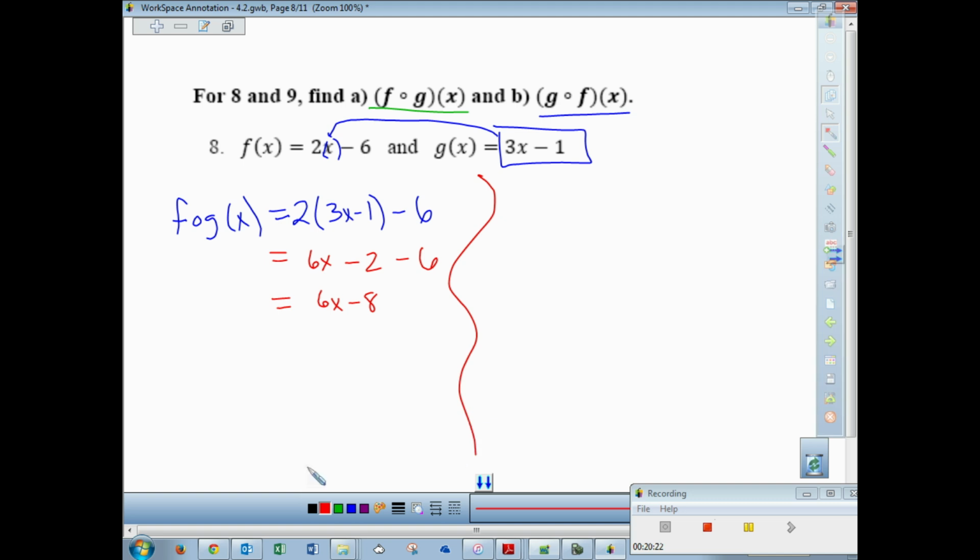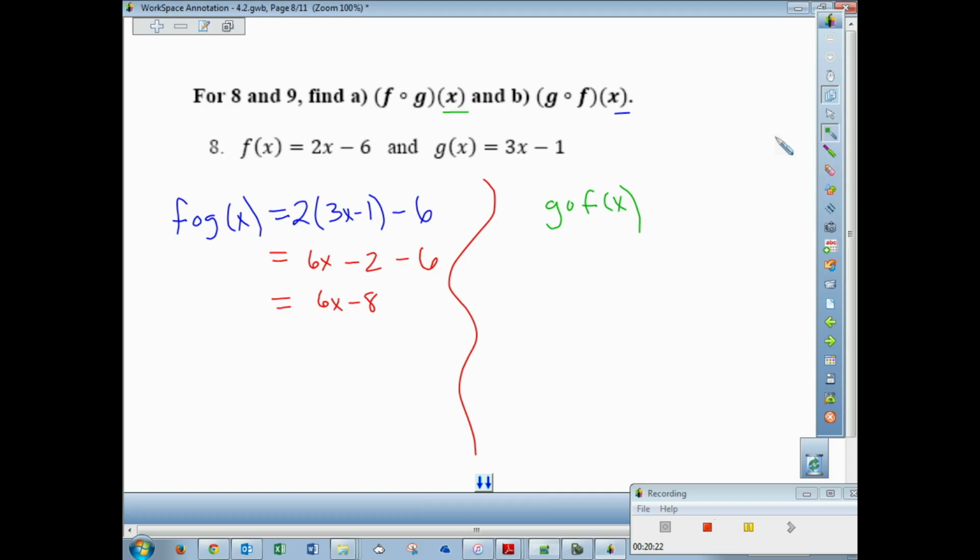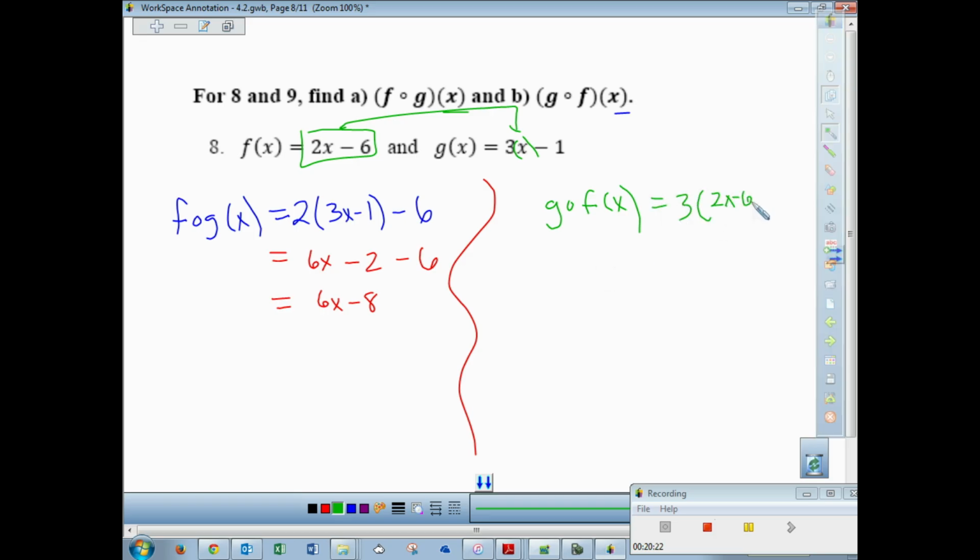Then I just kind of do another column right here. Let's do g of f of x. You do the exact opposite. Now you put f into g. So erase that, and this thing goes into the g function for x. So that would equal 3 times 2x minus 6 minus 1. This went in for x. Bring it down.